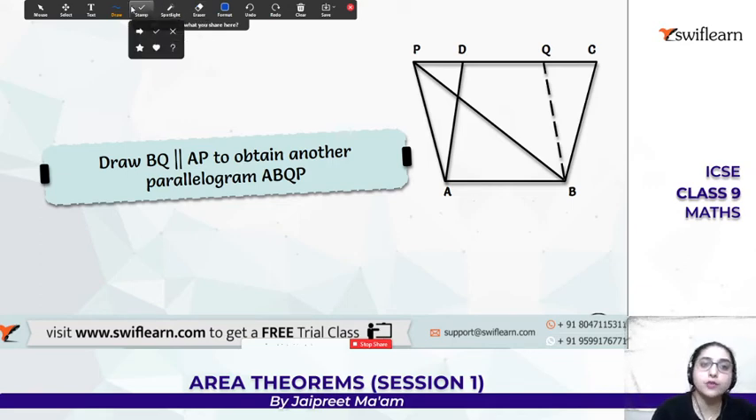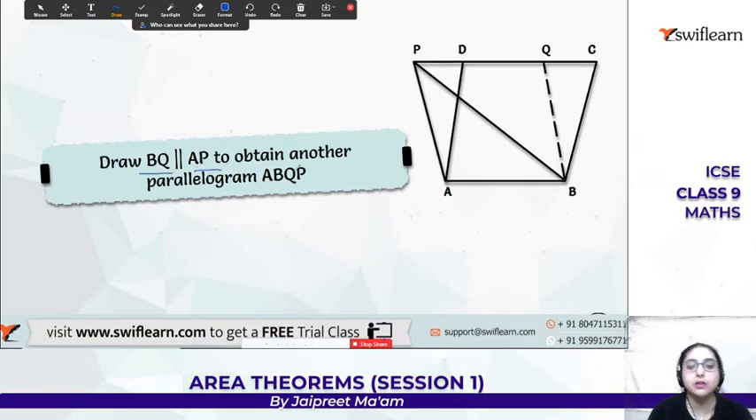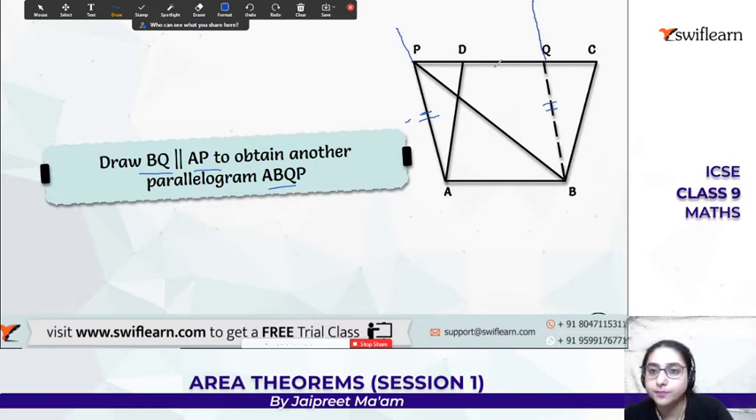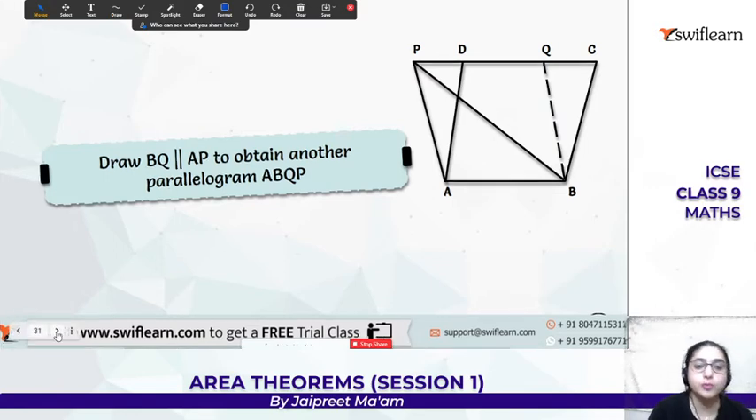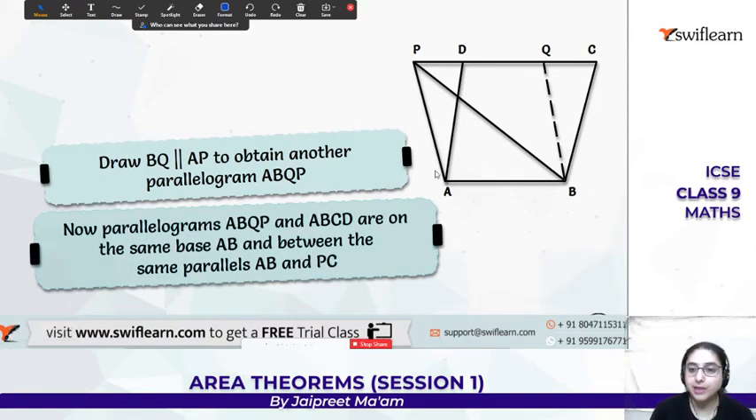So for that we have to do some construction. What is the construction part? Draw BQ parallel to AP to obtain another parallelogram. We will draw this dotted line BQ, and this should be parallel to AP. And look, this is parallel to AP. They will not intersect; if we extend them, they are not going to meet. So we have to take care that BQ is parallel to the side AP of the triangle.